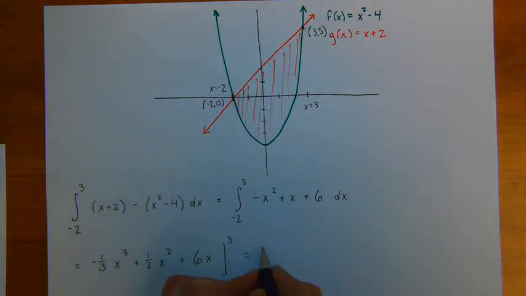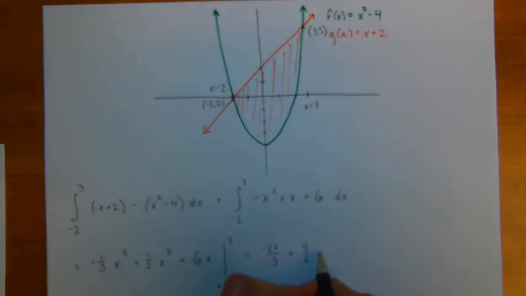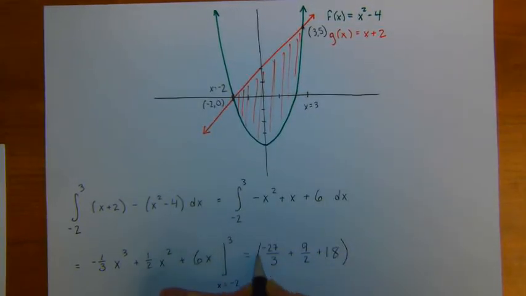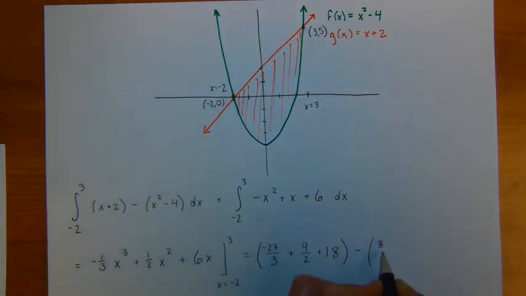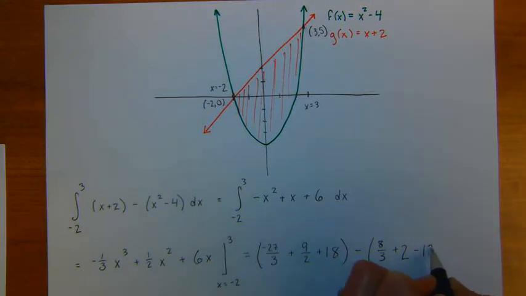Inputting 3, we get -27/3 plus 3 squared is 9/2. 3 times 6 is 18. This is evaluating at our upper bound. Now we're going to subtract out the lower bound. -2 to the third is -8 times a -1/3 becomes +8/3. -2 squared becomes 4, divided by 2 is 2. And -2 times 6 is -12.